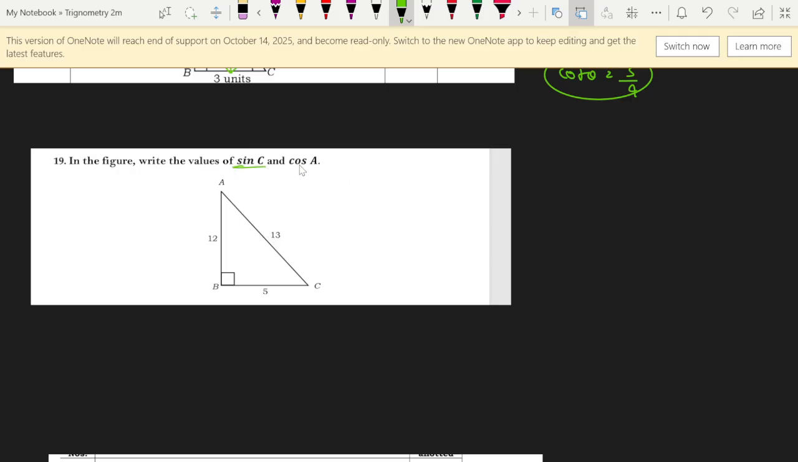So sin C and cos A. Easily you can try this one, not a big deal. Sin C means here C will be the reference angle. So with respect to C, this will be the opposite side and all those things. So this is a practice problem. Try to solve this.